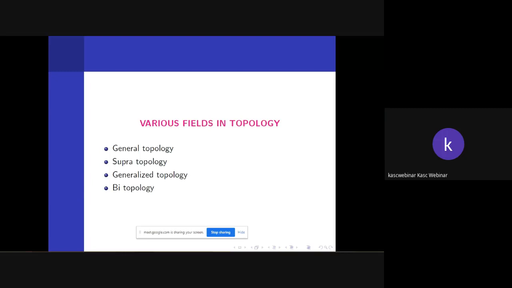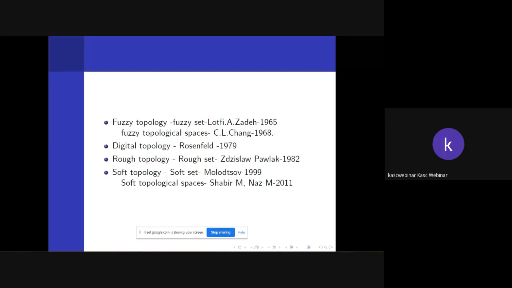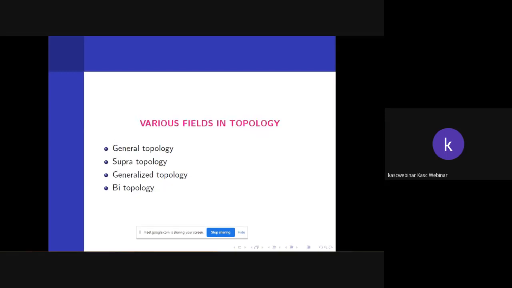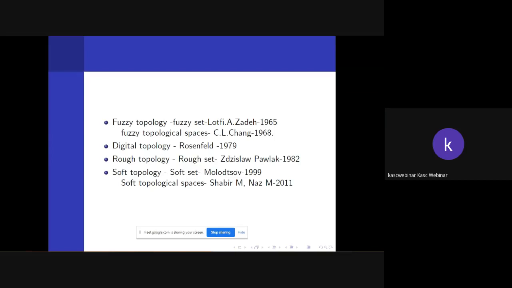By bitopology, we consider two topological spaces. These are the various fields, along with the fuzzy sets that were introduced with these topologies. I'll show that in the next slide. Next, fuzzy topology, which means a fuzzy set put up in topological spaces. The set we are considering is different. In general topology, supra topology, generalized topology and bitopology, we consider well-defined crisp sets, whereas different types of sets put on those topologies gave rise to various topological spaces.